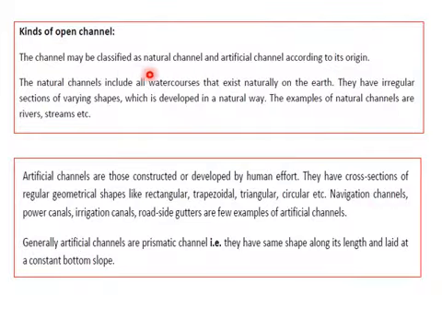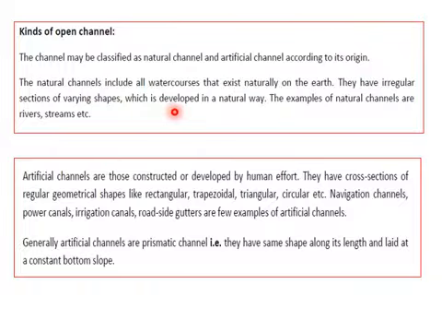So coming to the kinds of open channel flow, the channel can be classified as natural channels or artificial channels. So natural channels include all water courses which exist naturally on the earth. They have irregular shapes, sections of varying shapes which are developed in a natural way. The examples are rivers and streams.